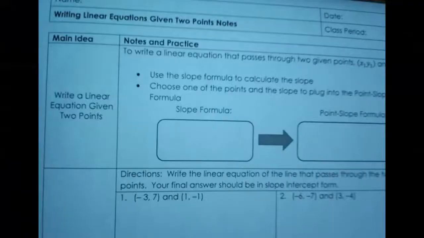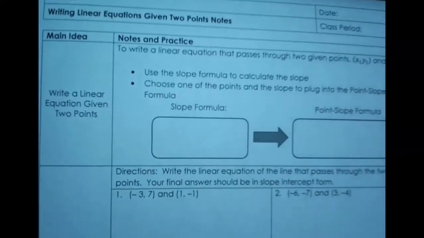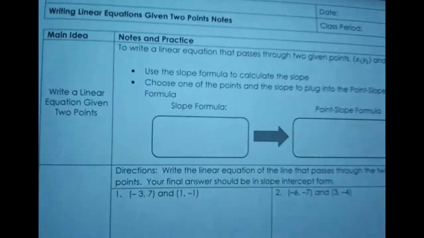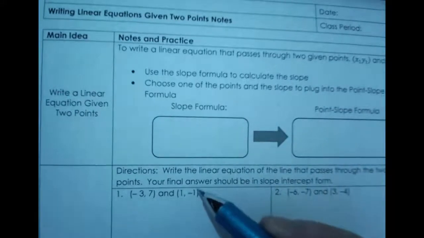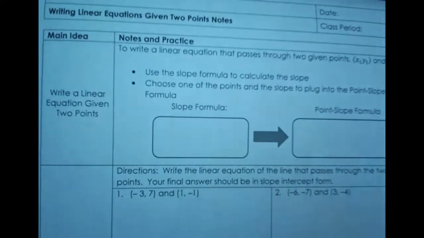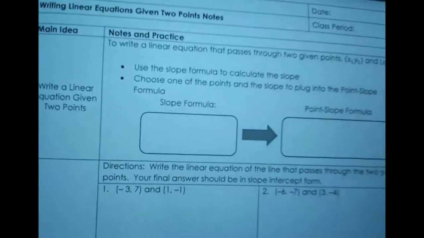Welcome to this video on writing linear equations given 2 points. So this is building off of the point-slope formula that we previously learned. When you use the point-slope formula, you take a point and a slope and you plug it into the formula. In this case, I don't give you the slope. You're going to have to calculate the slope yourself.